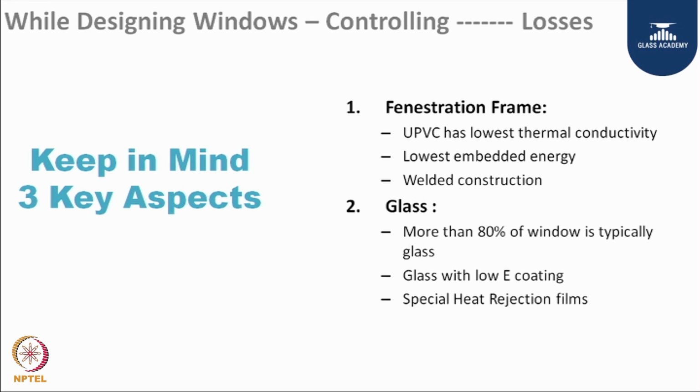The second most important part in a window is the glass. As more than 80% of the window is glass, choosing the right glass or the right glass configuration is the most important thing in controlling energy losses. And the third thing, we call it installation.